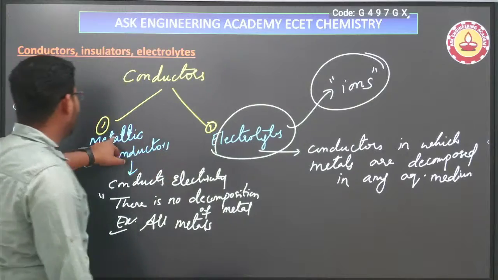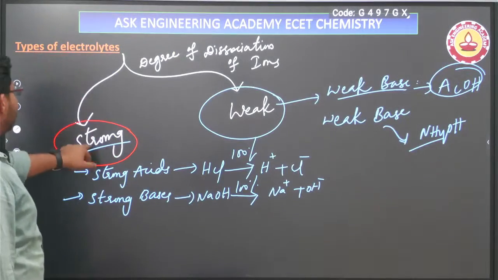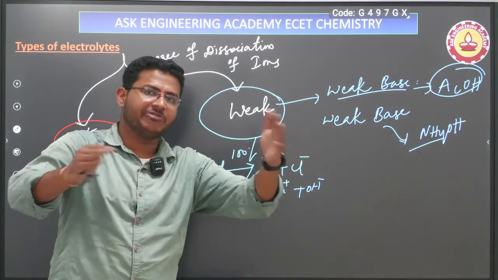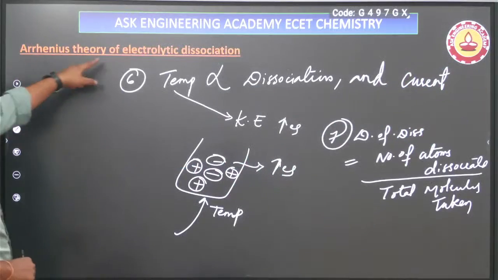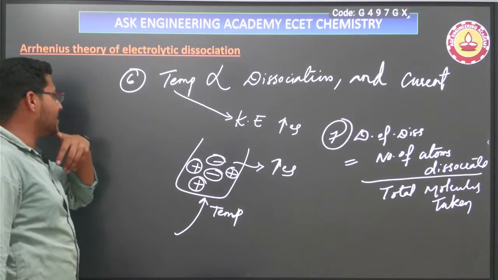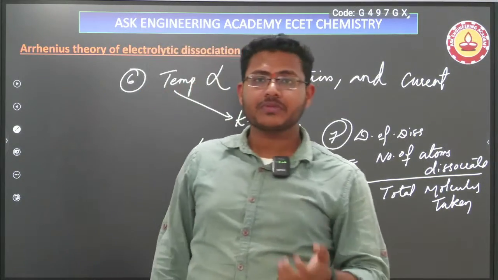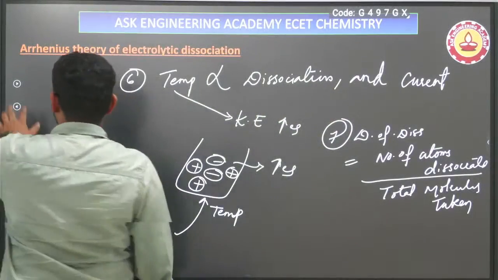So this is all about metallic conductors and electrolytes. Now moving on to types of electrolytes, two types: strong and weak. Strong means complete dissociation, weak means incomplete dissociation. And third one, the Arrhenius theory of electrolytic dissociation. According to Arrhenius, there are many postulates, and we have already discussed all those postulates.